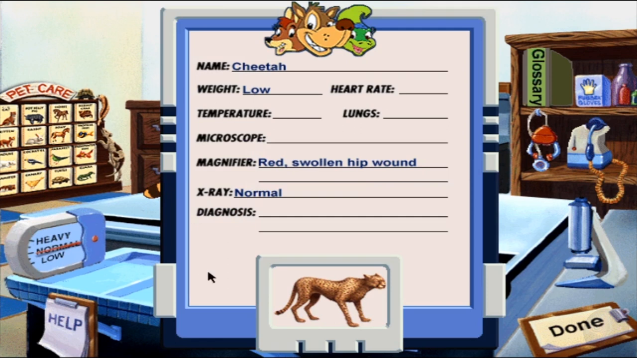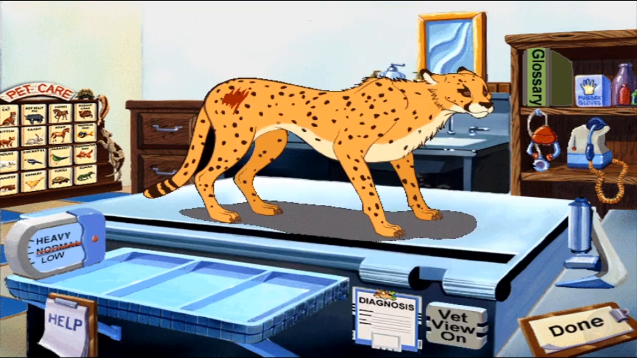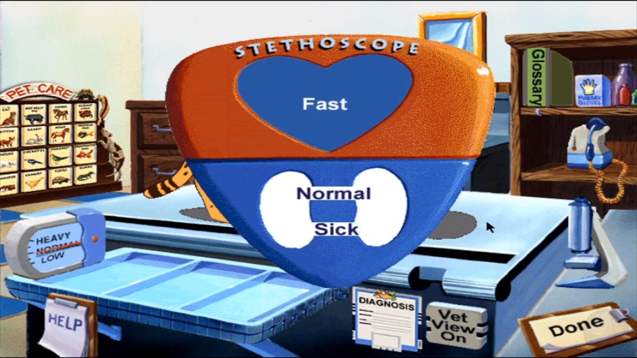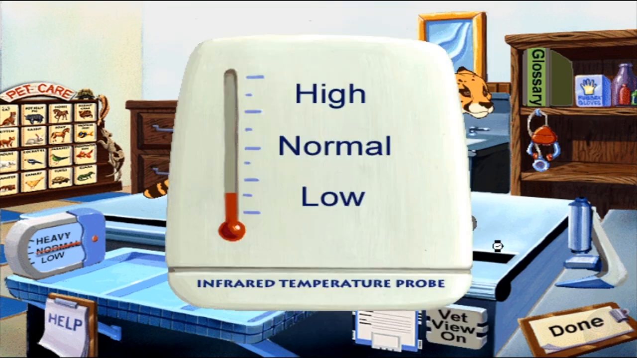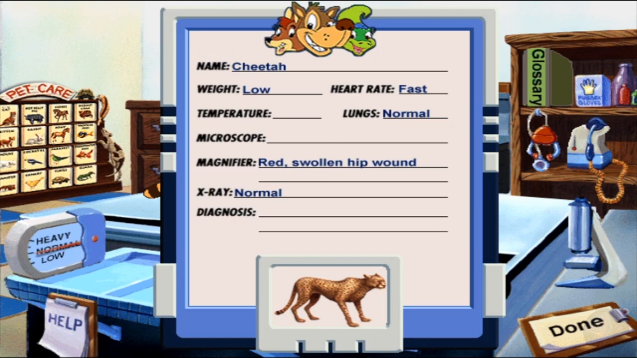This animal's weight is low. The animal's heart rate is fast. This animal's lungs sound normal. This animal's temperature is normal.